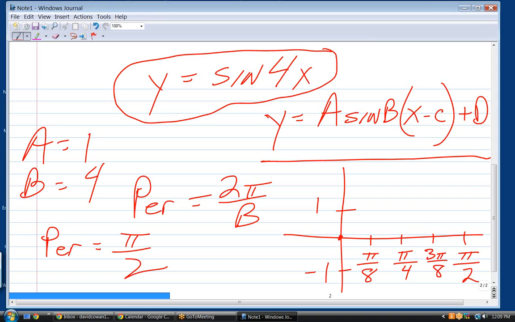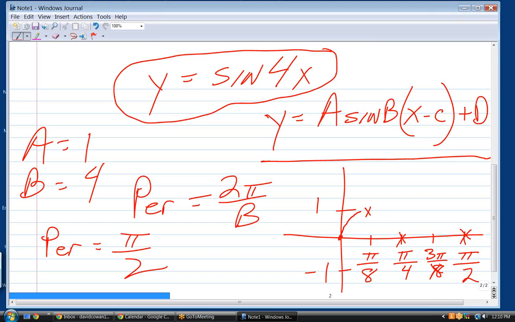That's all I need to draw my graph. In other words, there's no phase shift, there's no vertical shift. So I know at the first quarter point, it's going to hit its maximum. At the second quarter point, it's going to come back through the x-axis. At the third quarter point, it's going to hit its minimum. And at the fourth quarter point, it's going to come back to where it started from.